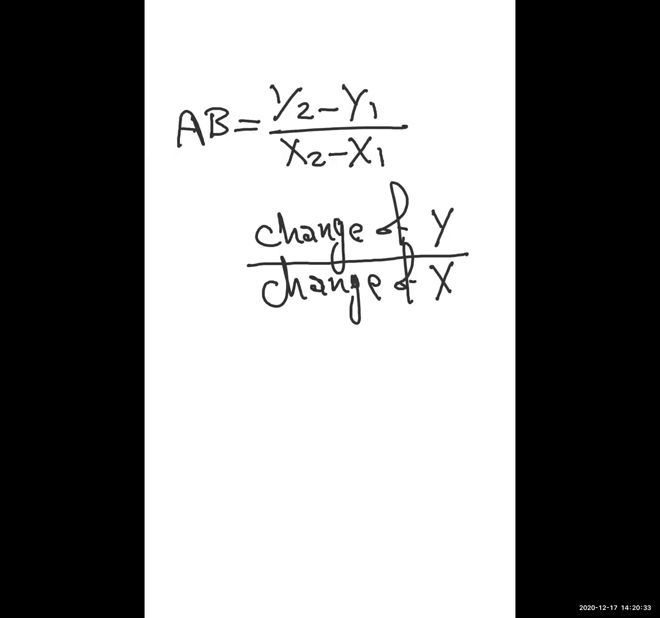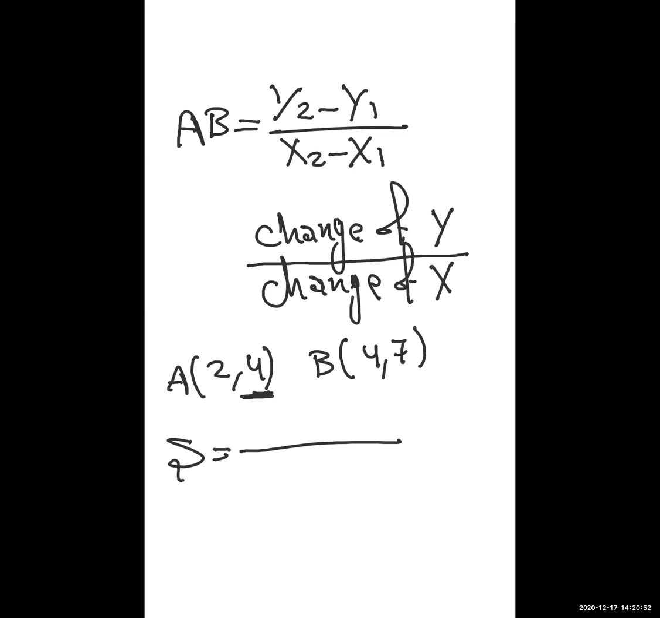Like if there is a point A, 2 and 4, for example, and a point B, which is 4 and 7. So the slope simply will equal the change on y coordinates over the change on x. This one is x1, this one is y1, this one is x2, and this one is y2. So now the slope will equal 7 minus 4, which is 3, over 4 minus 2, which is 2. So this is the slope which we studied before.